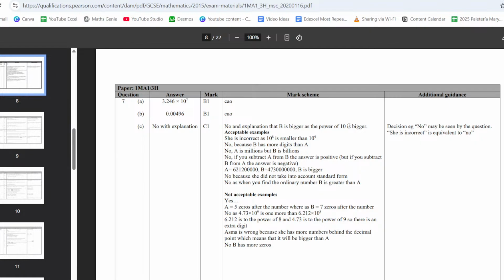So B is bigger as the power of 10 is bigger. 10 to the power of 8 is smaller than 10 to the power of 9. So you can say the opposite of what I said. Because B has more digits. You could even say that. A is millions, but B is billions if you were to actually convert the numbers. If you subtract A from B, the answer is positive. I don't know why you would say that. I know it's mathematically true, but I feel like that's a bit complicated. But you could say that. You could obviously convert both of them into actual numbers and be like, well, therefore B is actually bigger. She did not take into account the standard form at all. When you find the ordinary number B is greater than A, any of that version is fine. Yeah, it's a lot of different ways. And if you've got something that sounds a little bit similar to this, then I would assume that that's fine.